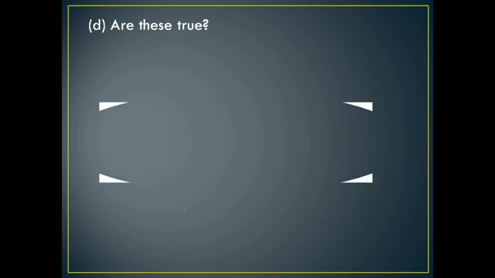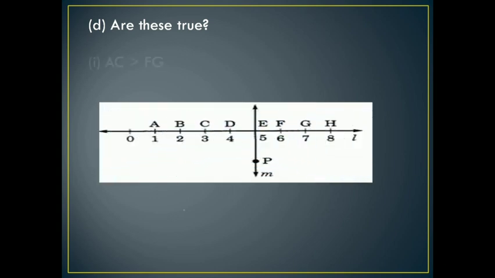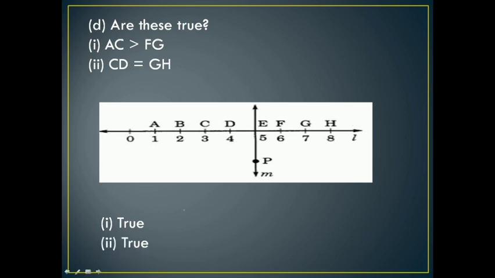Are these true? AC is greater than FG. Now you have to solve it yourself. Yes, it is true. CD is equal to GH. CD has one unit, GH also has one unit. So it is true. BC is smaller than EH. BC has one unit, EH has 3 units. So yes, it is true. So all the three statements are true.